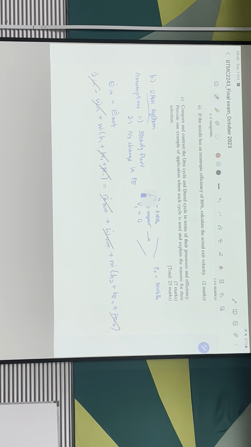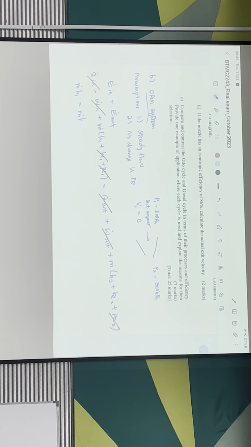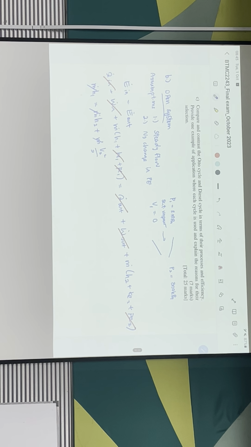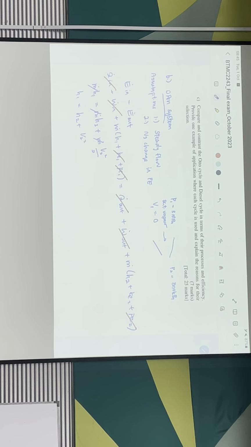So ultimately, you are left with m dot h1 equals m dot h2 plus m dot v2 squared over 2. So all this can cancel off also. Then you are left with h1 equals h2 plus v2 squared over 2.